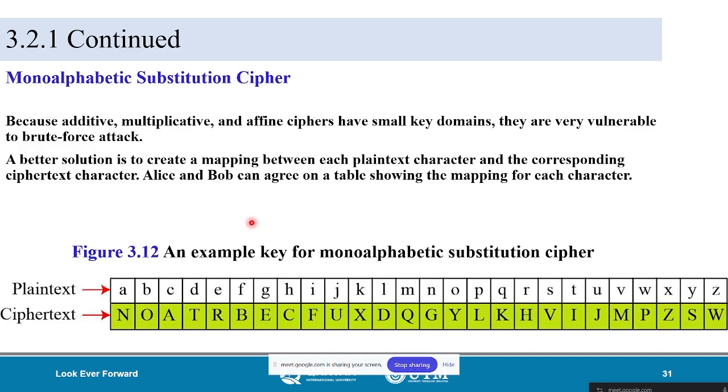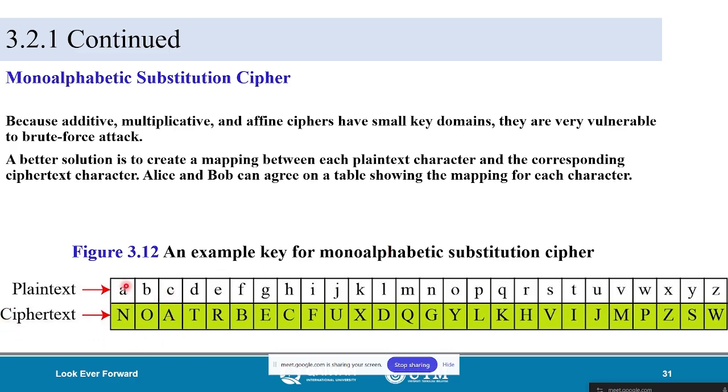Now we have the monoalphabetic substitution cipher. Because additive, multiplicative and affine ciphers have small key domains, they are very vulnerable to brute force attack. A better solution is to create a mapping between each plaintext character and the corresponding ciphertext character. Alice and Bob agree on a table showing the mapping for each character.